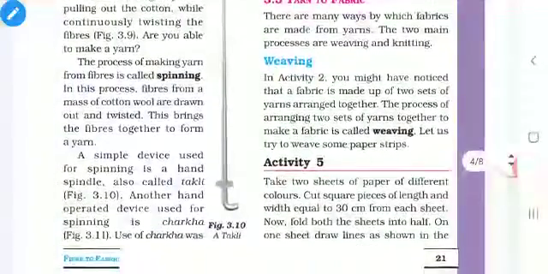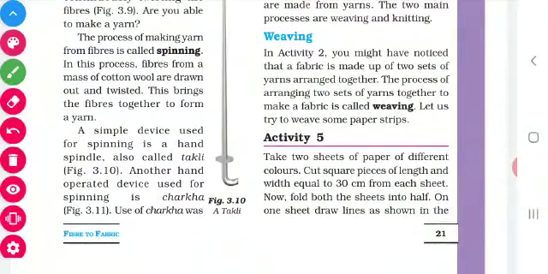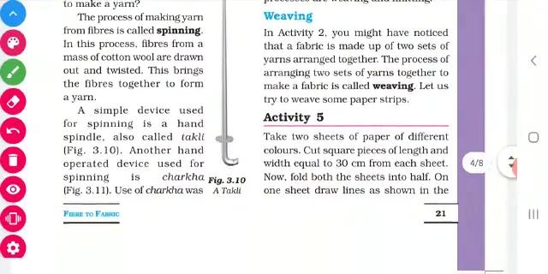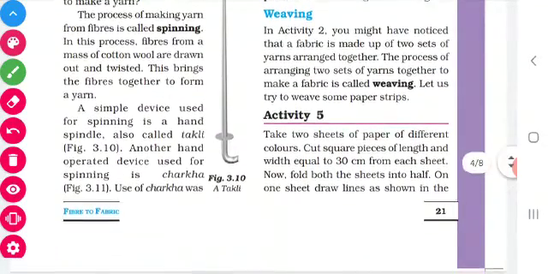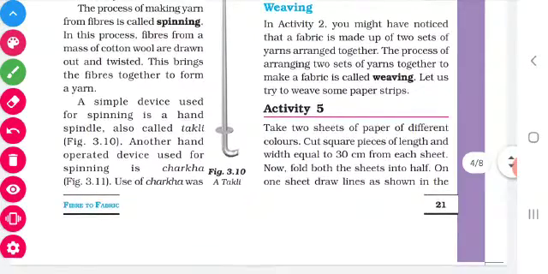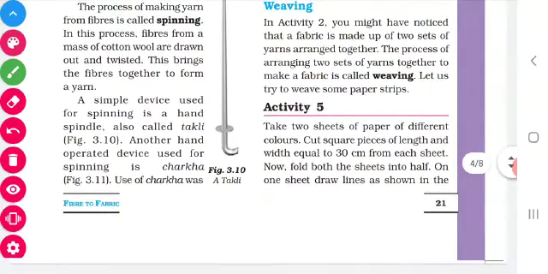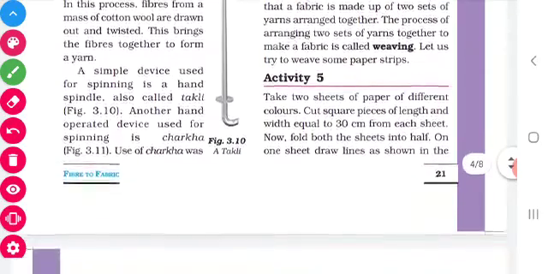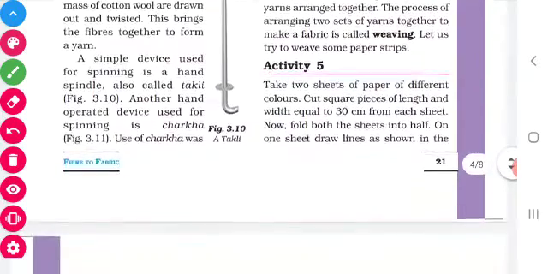Now let us see about spinning. All of you take your pencil and underline: the process of making yarn from fibers is called spinning. The fibers are converted into yarns. How to do the spinning? We have to take the cotton fibers and twist them. On doing that, the fibers are changed into yarns.